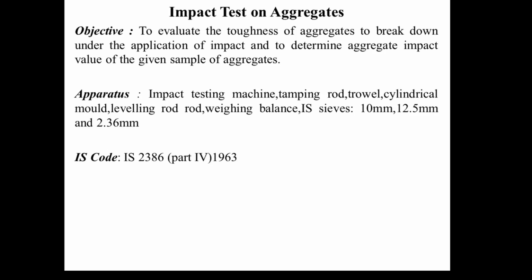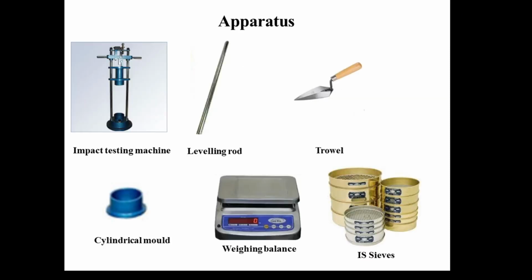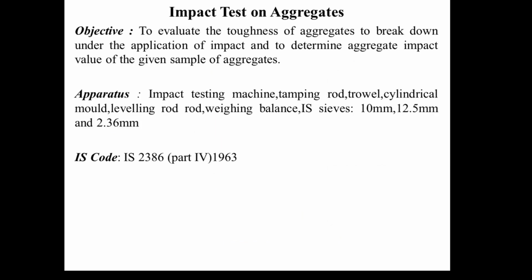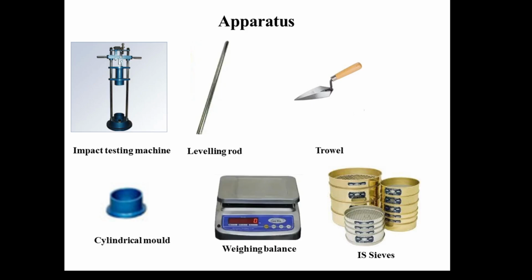The objective is to evaluate the toughness of aggregates to break down under the application of impact and to determine the aggregate impact value of the given sample of aggregates. The apparatus to be used here are the impact testing machine, the leveling rod, the trowel, cylindrical mold, the weighing balance, and IS sieves of 10 mm, 12.5 mm and 2.36 mm. The IS code is IS 2386 Part 4 1963.